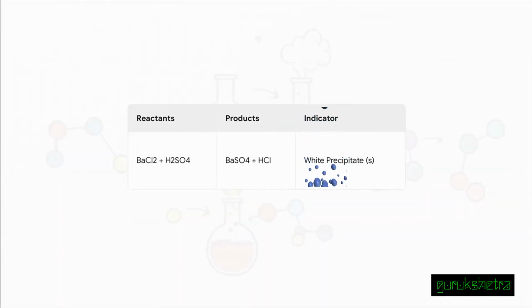Finally, let's look at a classic precipitation reaction. We start out with two totally clear watery solutions, barium chloride, BaCl2, and sulfuric acid, H2SO4. But when you mix them together, something incredible happens. They basically swap partners to form hydrochloric acid and barium sulfate, BaSO4. Now, because barium sulfate does not dissolve in water, it instantly crashes out of the solution as a white solid. That solid is what we call a precipitate. And just like we used an upward arrow for gas, you'll often see a downward arrow, or a little letter S for solid, to indicate that a precipitate just formed.